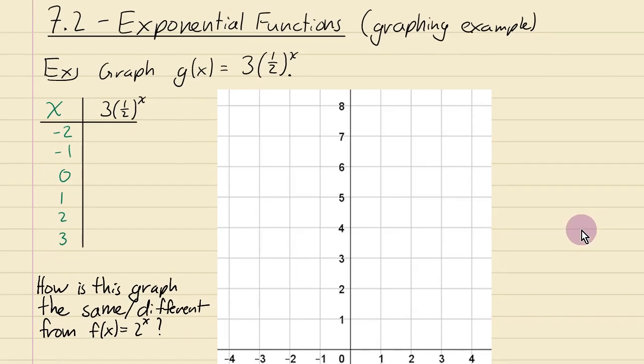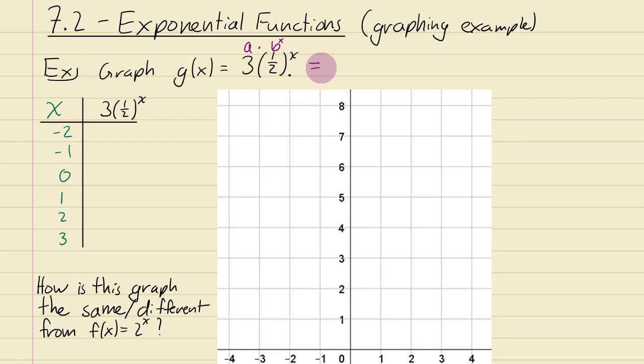Okay, here's another one to graph. It's still an exponential function because it's written in the form a times b to the x. So the value of a is 3 and the value of b is 1/2. So it is exponential. Also, I want to point out that there are other ways to write this.